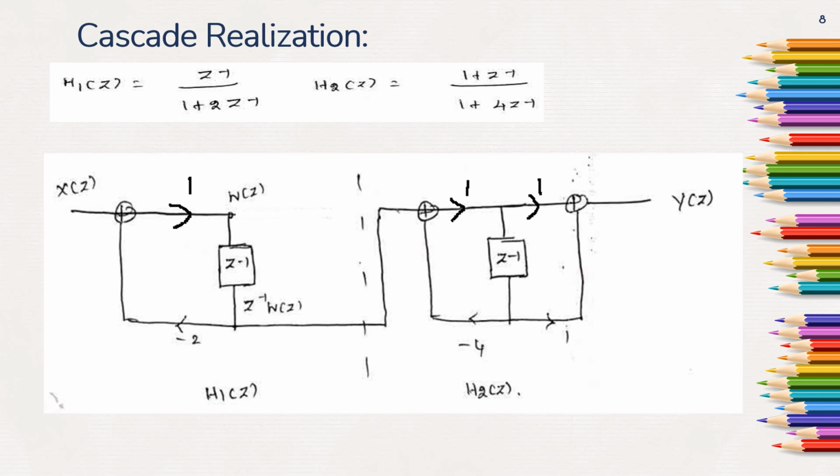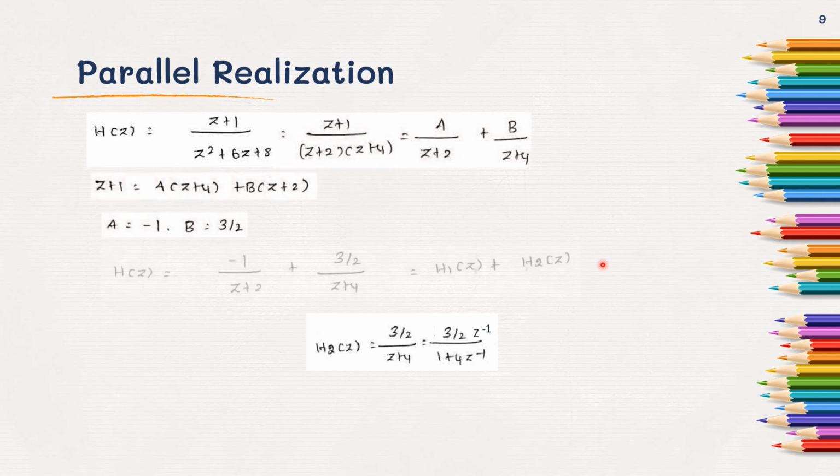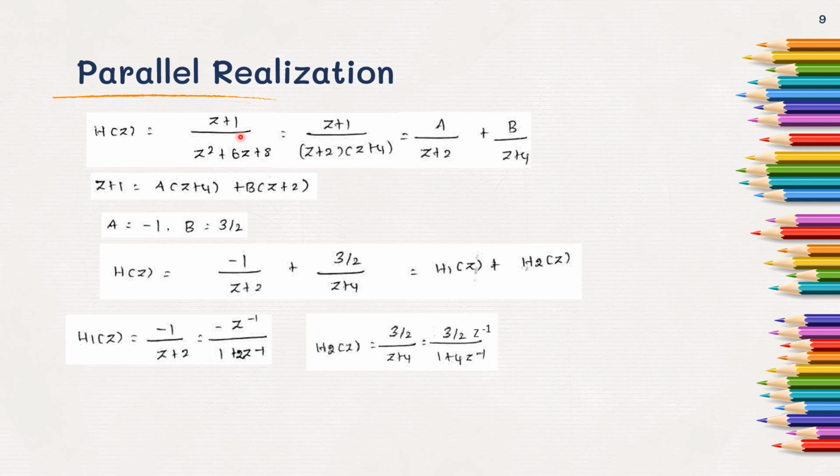Now coming on to parallel form realization. In case of parallel form realization, see here, I have H of z. H of z is going to be z plus 1 by z square plus 6z plus 8. Now I factorize the denominator. I take the partial fraction A by z plus 2 plus B by z plus 4. Find out the values of A and B. So the value of A is minus 1 and the value of B is equal to 3 by 2.